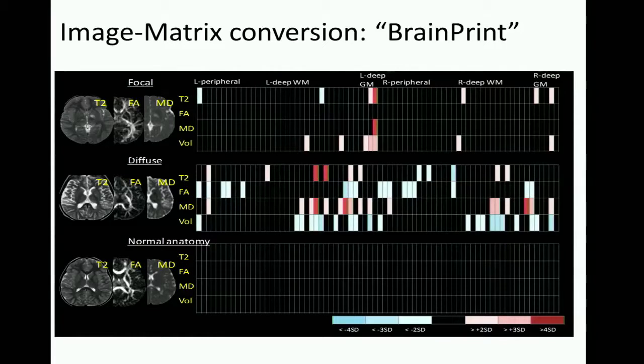And then we can convert a set of MRI images into this standardized barcode-like representation, which we call a brain print, like a fingerprint. The columns are hundreds of structures we define, and the rows are the volume of each defined structure, T2 intensity, FA intensity, and mean diffusivity. So in this case, we have 200 times 4 matrices from this person, and this person. This is an example of data reduction and standardization.